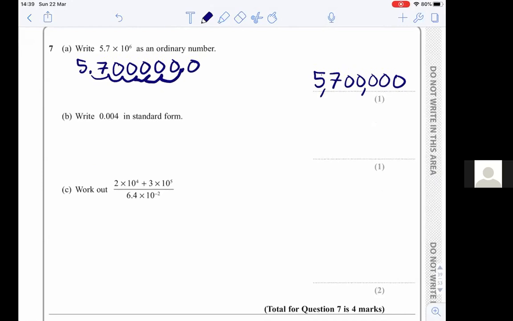Right, 0.004 in standard form. Well, this is going to be a number between 1 and 10, which is 4. How many times will the decimal have moved there? 3 times. It's a smaller number, so it's going to be times 10 to the minus 3.